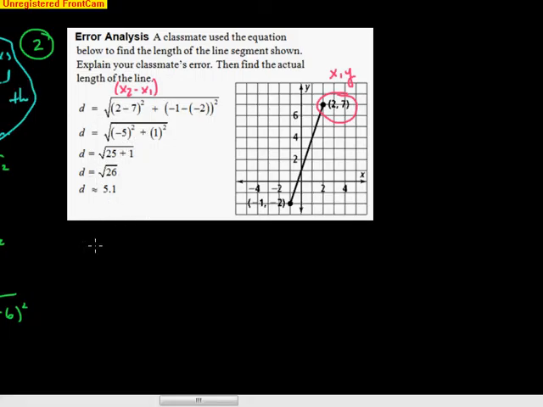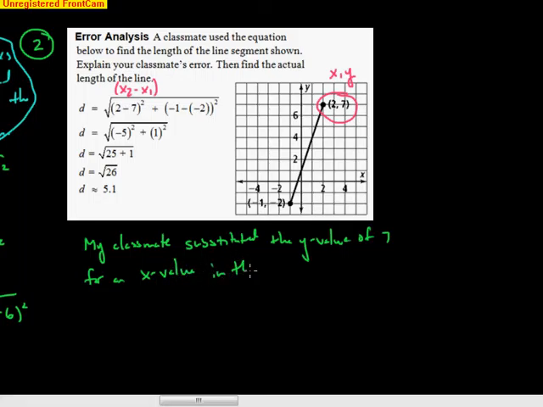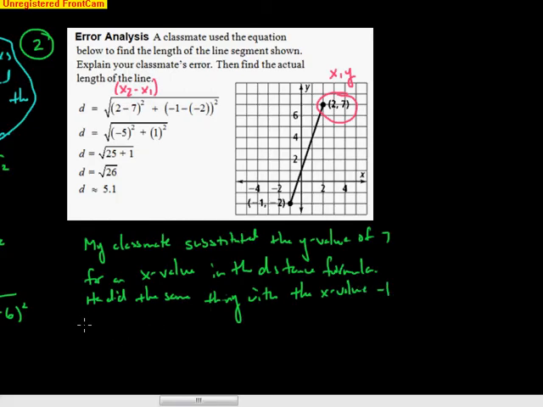Explain your classmate's error. My classmate substituted the y value of 7 for an x value in the distance formula. He did the same thing with -1, the x value -1, in place of a y value.